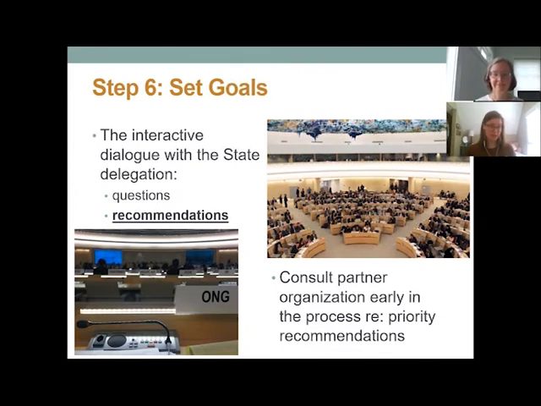First, you can lobby delegates to ask questions of the government's delegation in advance of the review. Delegates can also make recommendations to the government under review during the interactive dialogue about how it should better promote human rights and monitor human rights conditions. Sharing suggested recommendations with delegates can influence the recommendations they ultimately make to the government under review. Consult with your partner organizations early about priority recommendations as well.